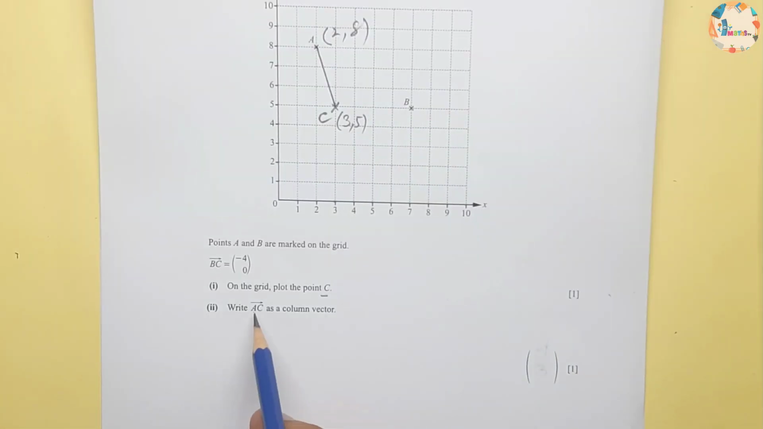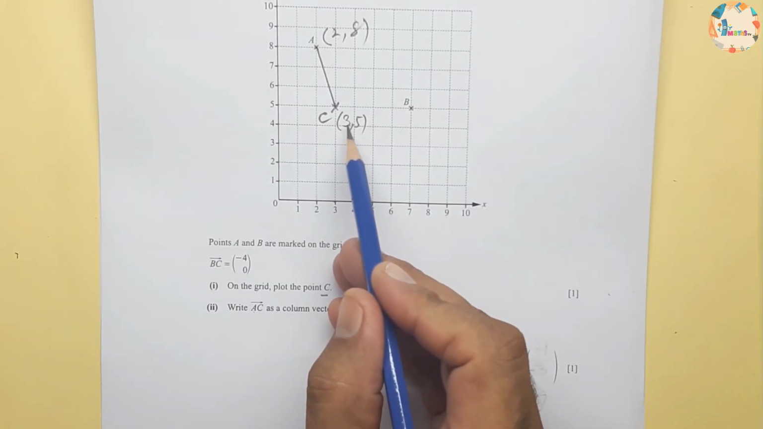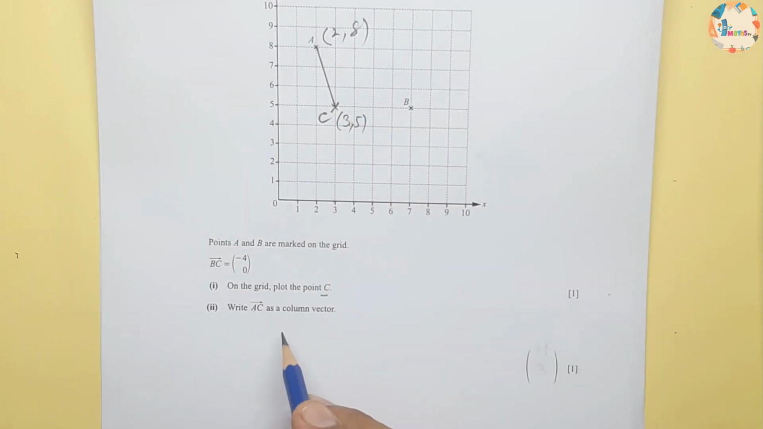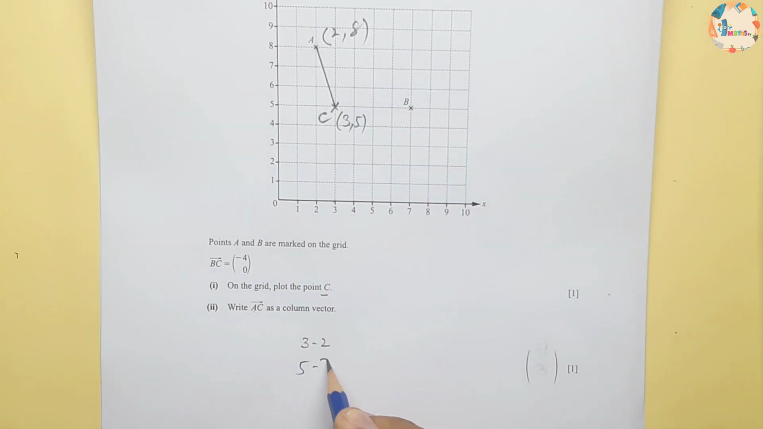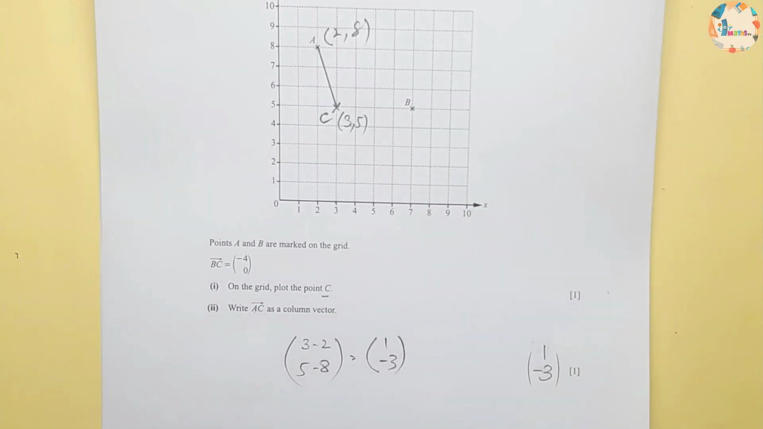So to calculate AC, we will be taking the coordinates of C first. So 3 minus 2 and 5 minus 8. So this will be our matrix. This will be 1 and minus 3. This will be our answer, 1 and minus 3. This will be our final answer.